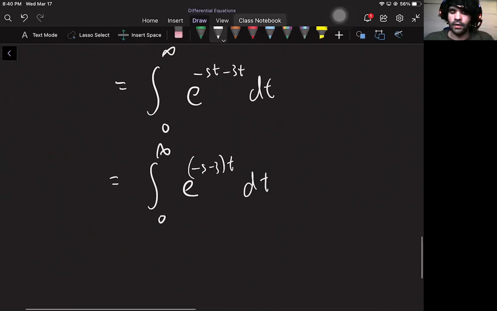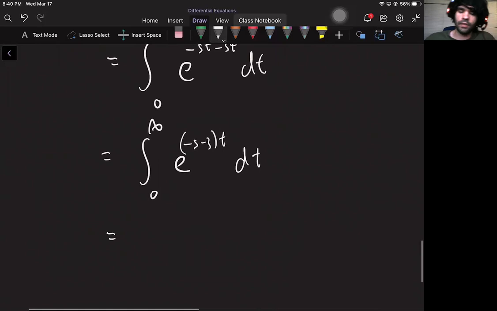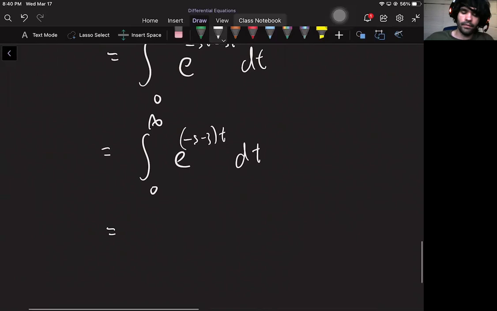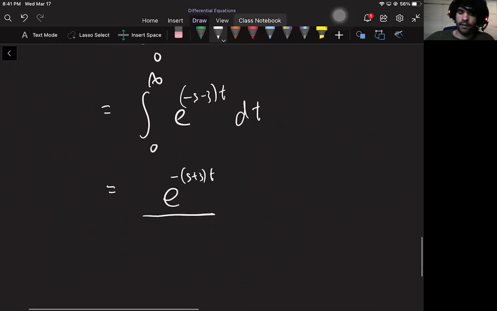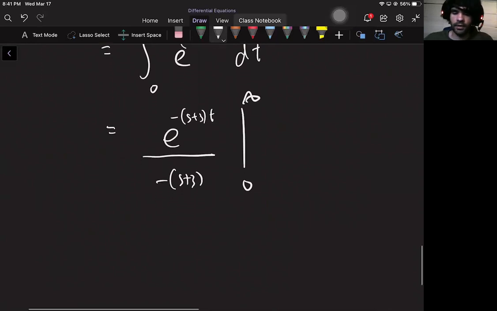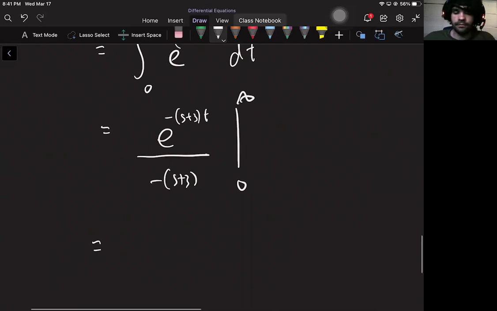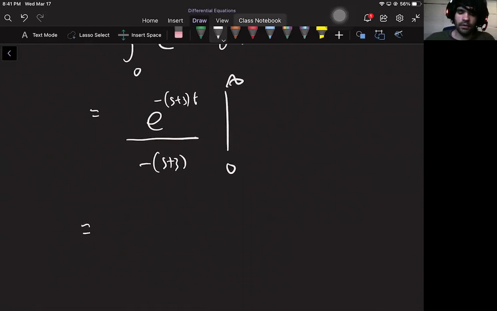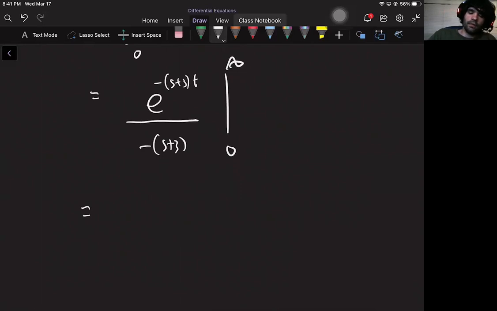like that. And now I could do u sub if I want, but it's just going to end up, because negative s minus 3 is just a number in this situation. It's just going to be e to the same thing. I'm going to take that negative out, actually, write it like that, divided by the number next to the t, 0 to infinity. Again, that's really a limit as b goes to infinity, but I'm doing a little quick shortcut. And when I think of t as going to infinity, the first thing is going to go to 0 again.